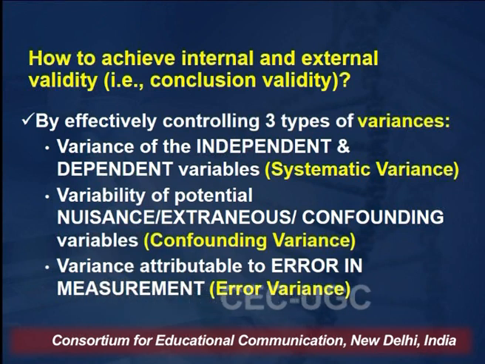It is called the systematic variance. Then the second would be the confounding variance. As I said, variability of the potential nuisance, extraneous or confounding variables. We need to control these variances. And the third is the error variance, the variance that is attributable to errors in measurement. If we are able to reduce these three kinds of variances, we are able to achieve the internal and external validity for the conclusions, and therefore can generate a very good, qualitative research design.